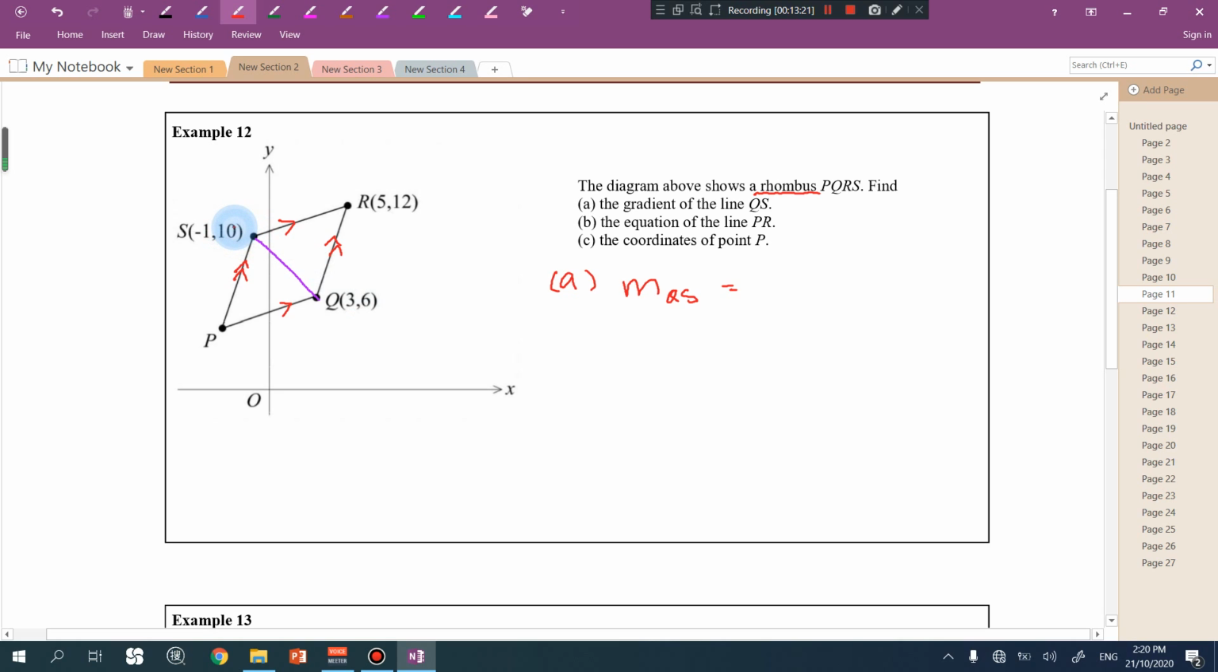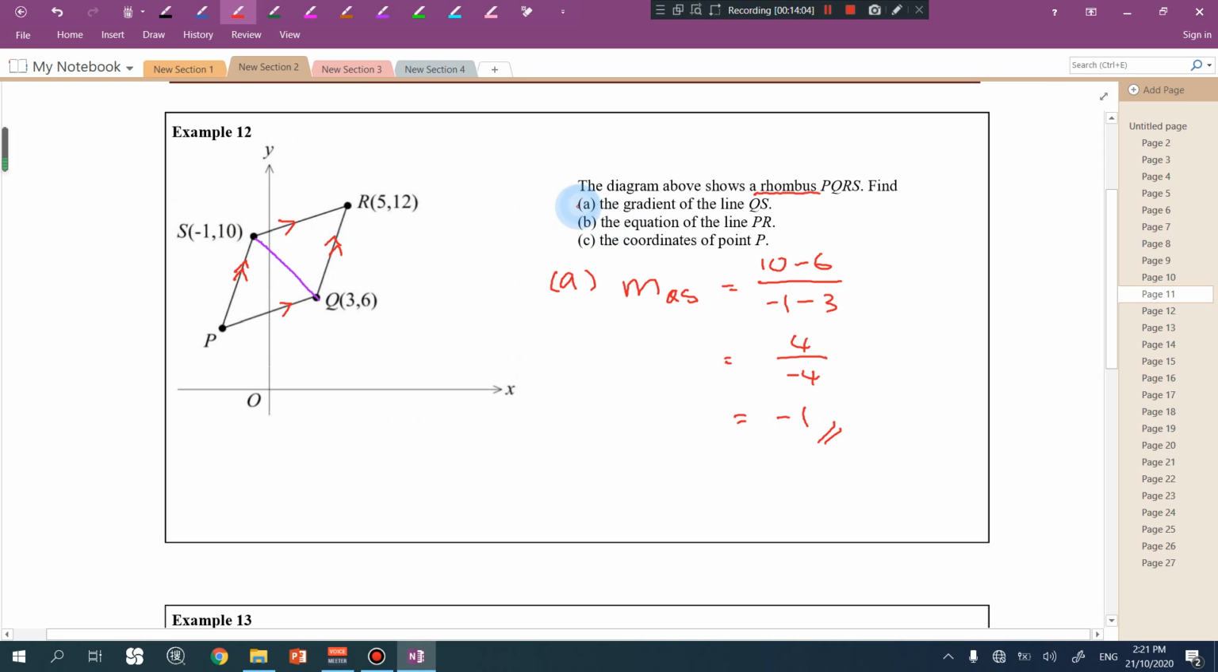6 minus 10, or if you don't want, you can take 10 minus 6. How about I try 10 minus 6. If I use 10 minus 6, for this part I have to follow the sequence: negative 1 minus negative 3. Before I calculate the gradient, I know that my answer should be negative. Why? Because this line is going downward like this. So here will give you 4, this will give you negative 4, which is equal to negative 1. So now I know the gradient is negative 1.